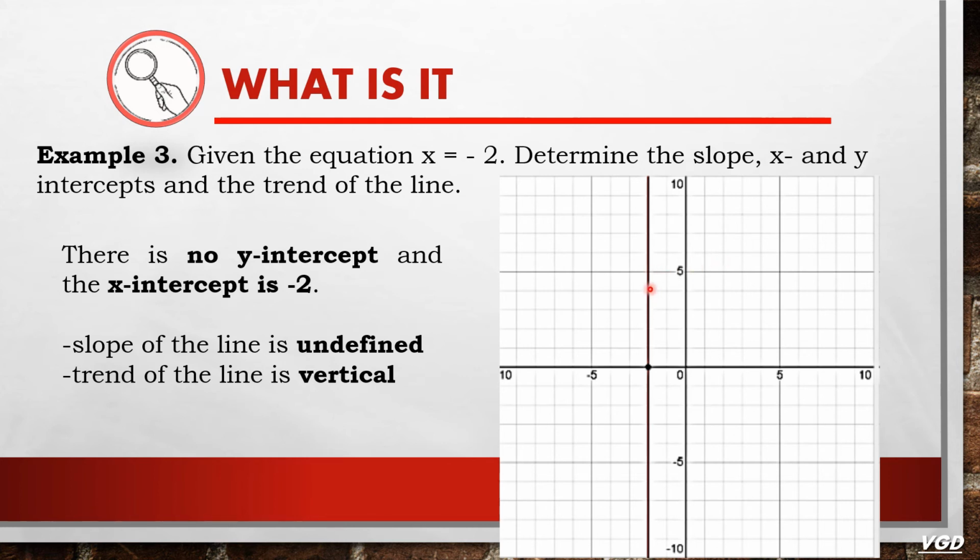Therefore, take note that a fraction with a number divided by 0, the answer is undefined. So, therefore, the slope of the vertical line is undefined. And the trend of the line is vertical.